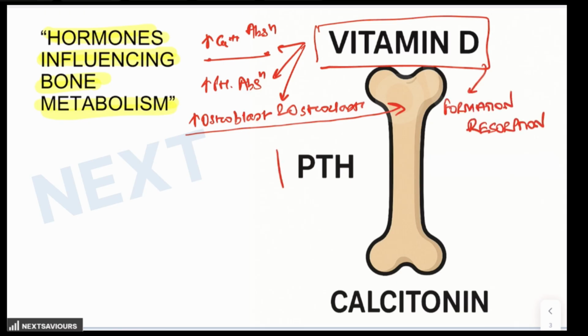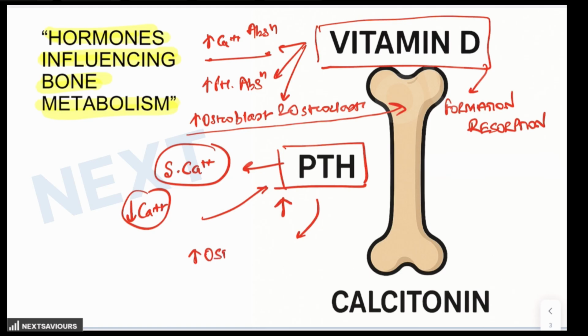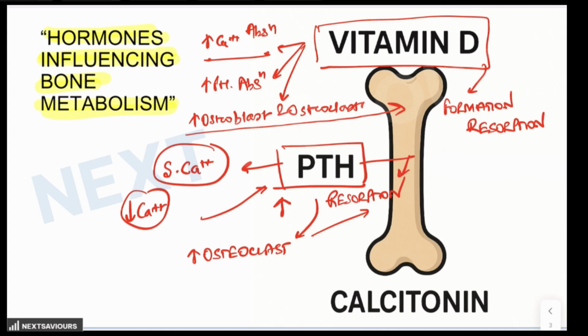Now, another hormone which is responsible for maintaining the metabolic activities of the bones is the parathormone. The major function of the parathormone is to maintain the serum calcium ionic concentration. If there is a decline in the calcium ionic concentration in the blood, then the parathormone will be increased. It is responsible for increasing the activity of the osteoclast indirectly, thereby causing resorption of the bone, that means breakdown of the bone. So this is the function of the parathormone on bone.